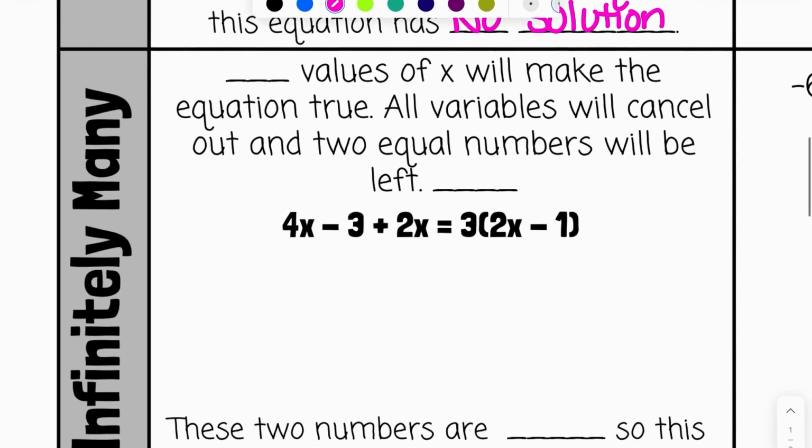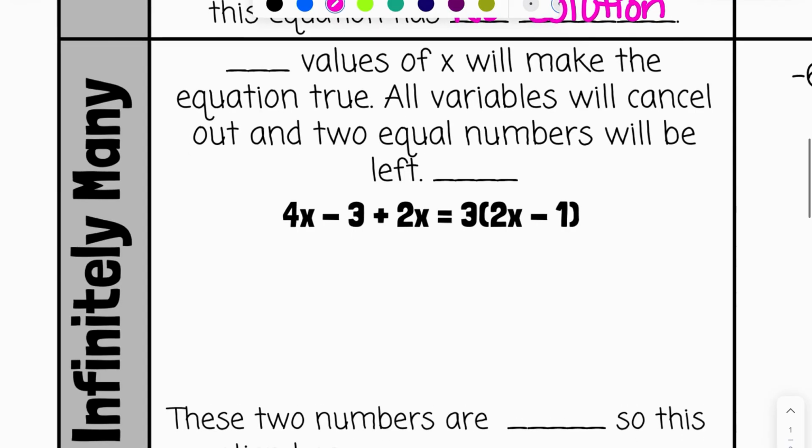Okay, the last special solution is infinitely many solutions. And this means that all values of x, or any value of x, will make the equation true. And what I mean by true is that the number that's on the left side is going to equal the number on the right side. Again, all your variables are going to cancel out. But this time, you're going to be left with equal numbers. So some number on the left is going to equal some number on the right.